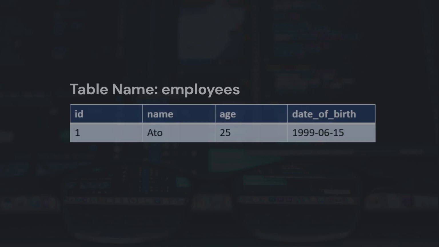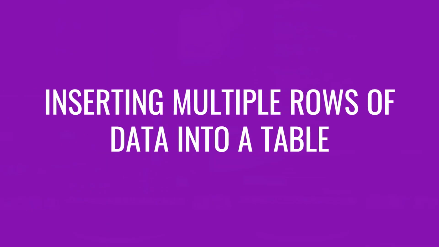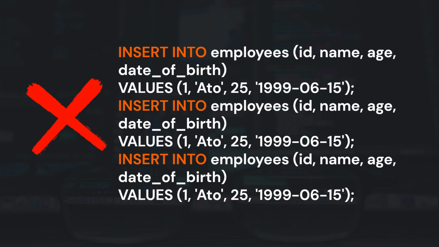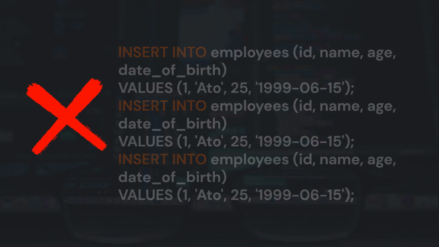This adds one employee with the ID 1 and the name Atto, age of 25, and a date of birth 1999-06-15. But what if we want to add multiple employees at once? Instead of writing separate insert statements, we can insert multiple rows in a single command like this.